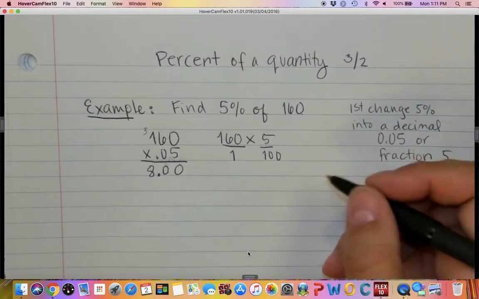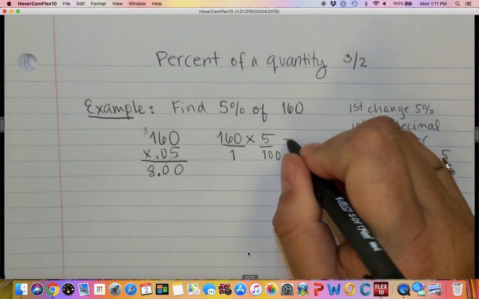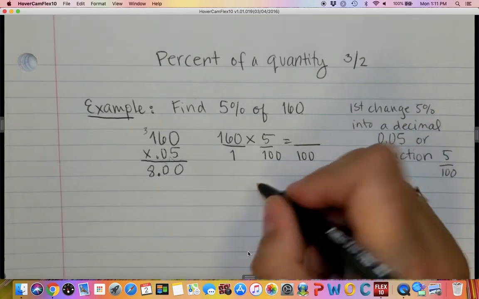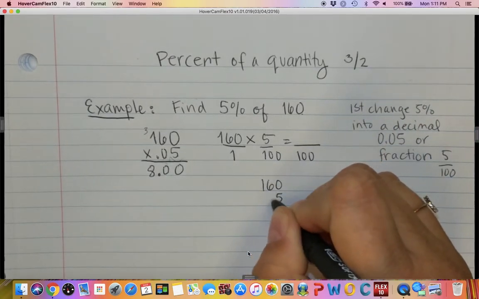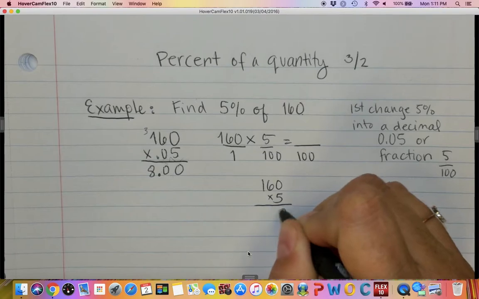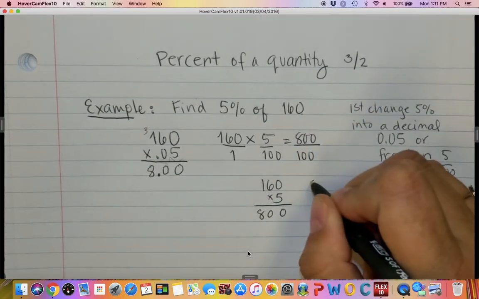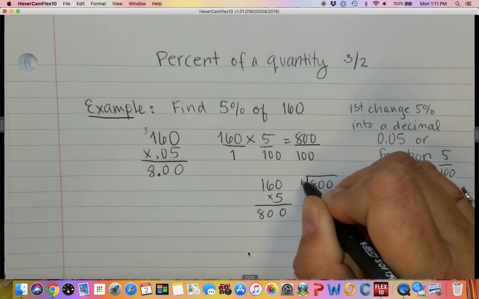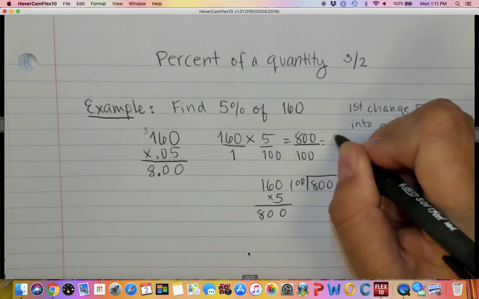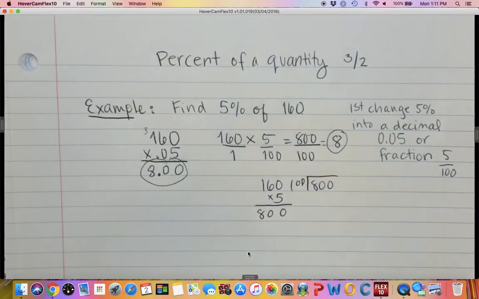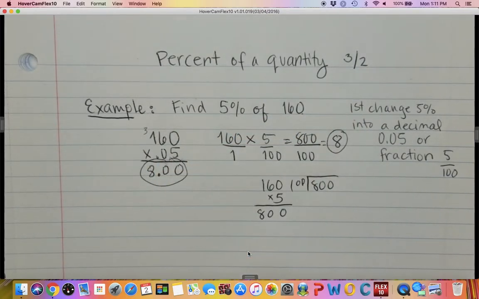Now I'm going to check it over here. I'll have 100 on the bottom. 160 times 5 is 800. 800 divided by 100 is still 8. So either way, I get 8.